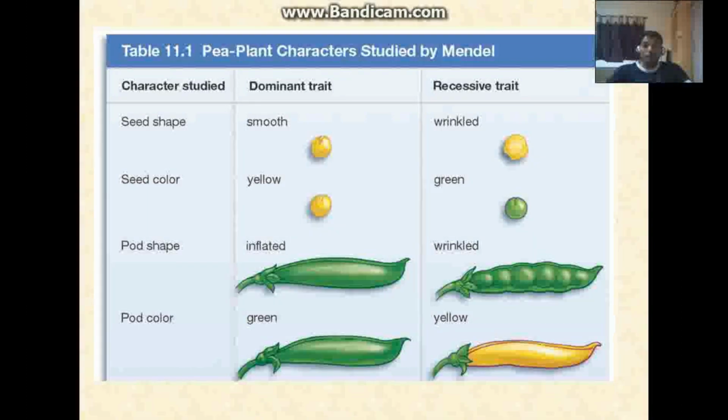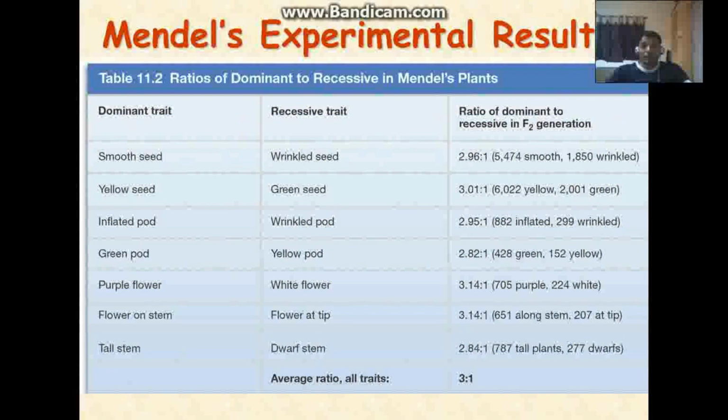So this is a table that is taken from one of the literature that was available. So here you can see the seed shape, which is smooth and wrinkled. Some of the pods are smooth and some are wrinkled. And the seed color, yellow and green. The shape of the pod, smooth or inflated and wrinkled. The pod color, green or yellow. So based on these characters, Mendel started his experiment and did his experiment, which is shown here.